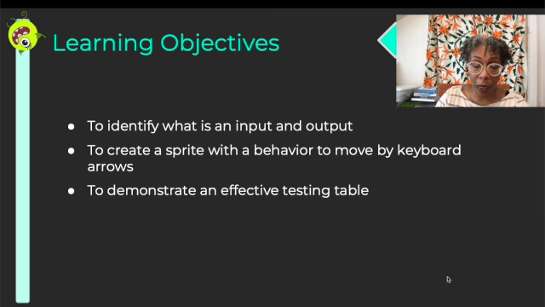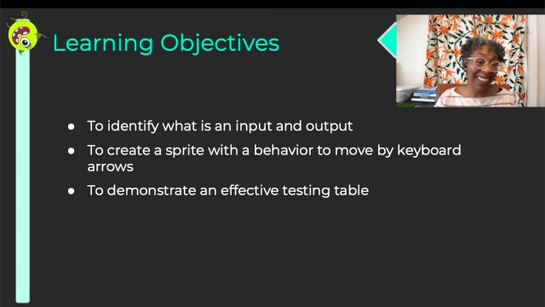So today's learning objectives are to first identify what inputs and outputs are. You might be familiar with these terms, but I want to make sure you understand what they mean specifically in the context of Construct 3. Secondly, like the title says, we are going to create a sprite and control its behavior. And just like with input and output, behavior means a very specific thing here. And then finally, you're going to demonstrate a testing table.